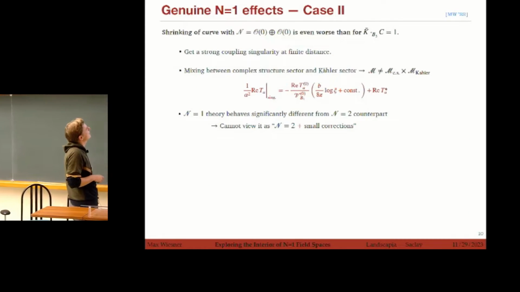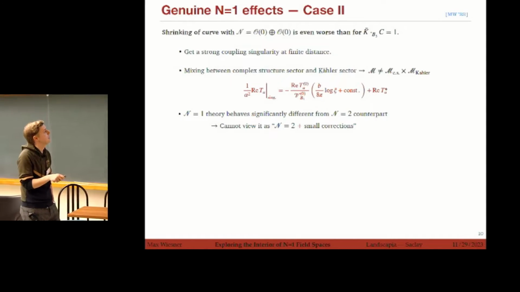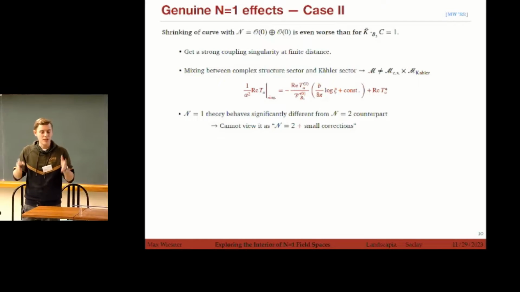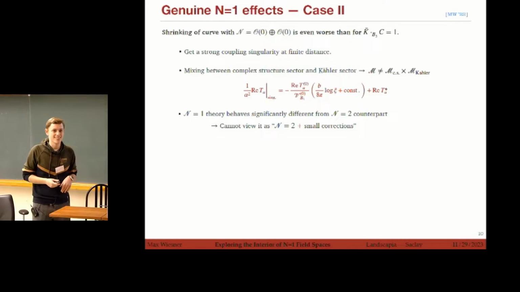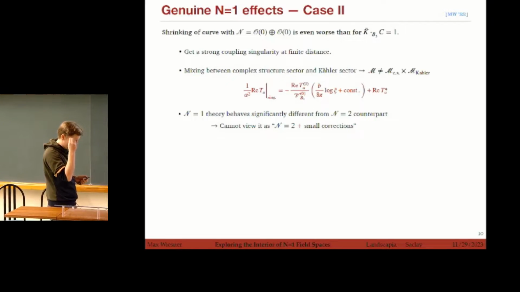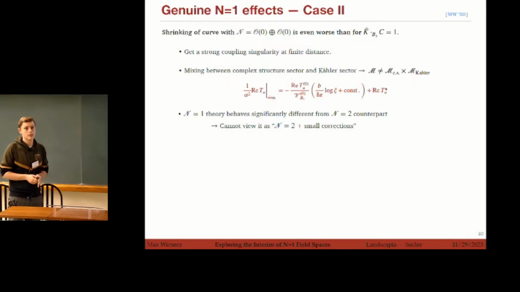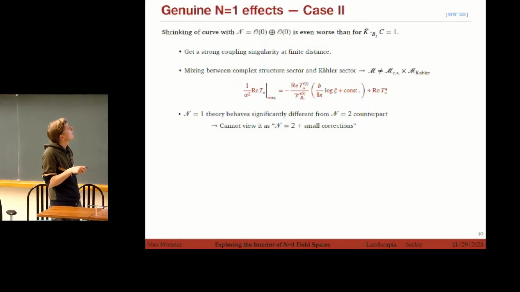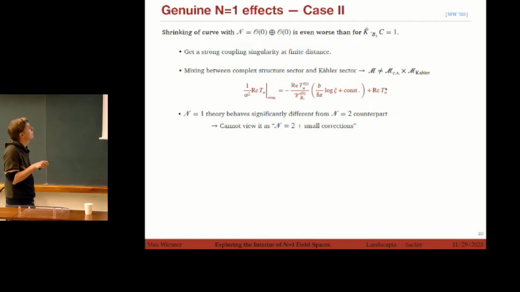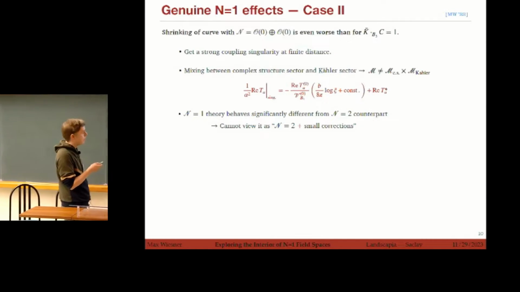So we get a strong coupling singularity at finite distance and a mixing between the complex structure and the Kähler sector, which means that we should not necessarily view these as two separate sets, but, as Ilarion said, we have just one pack of moduli in the n equal to 1 theory, and dividing these into what comes from the complex structure and Kähler sector is a bit arbitrary. So we see that the n equal to 1 theory behaves significantly different from the n equal to 2 counterpart, so we cannot just view it as n equal to 2 plus small corrections, because then we would not have seen this effect.